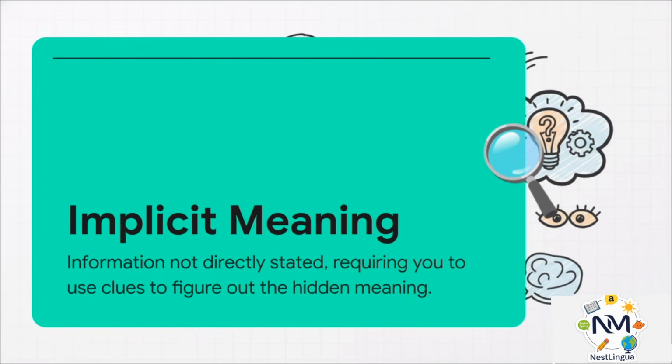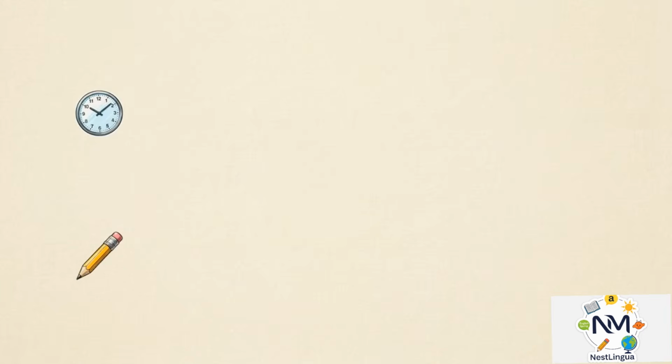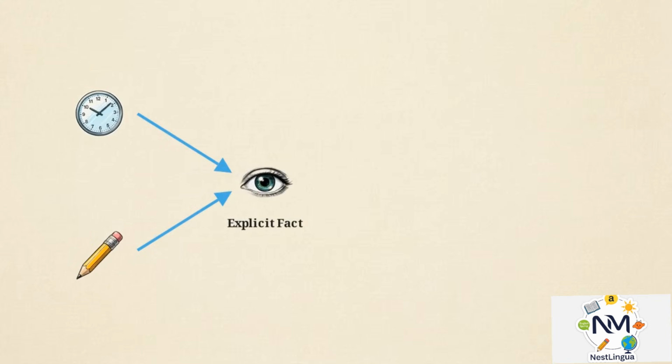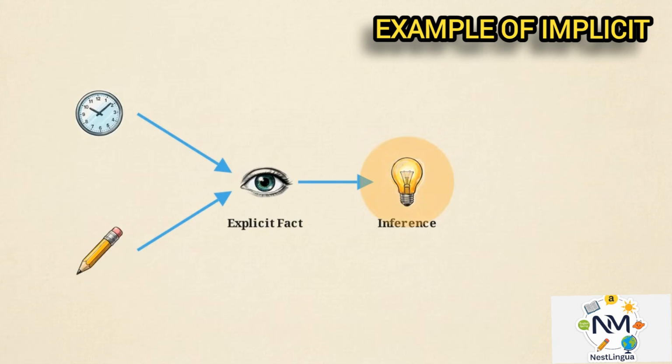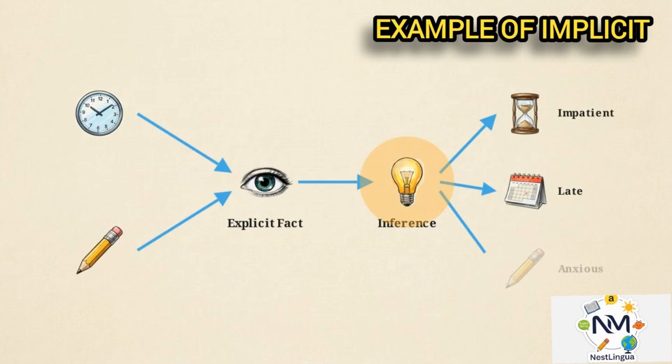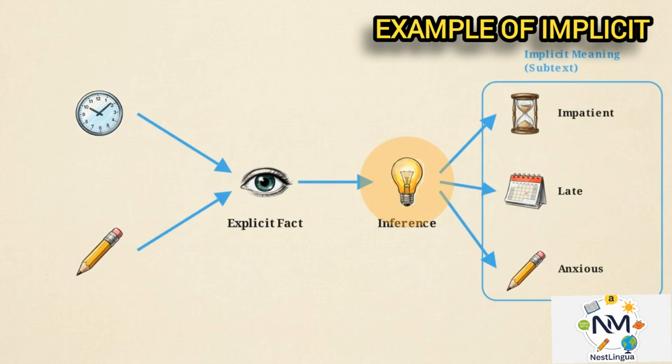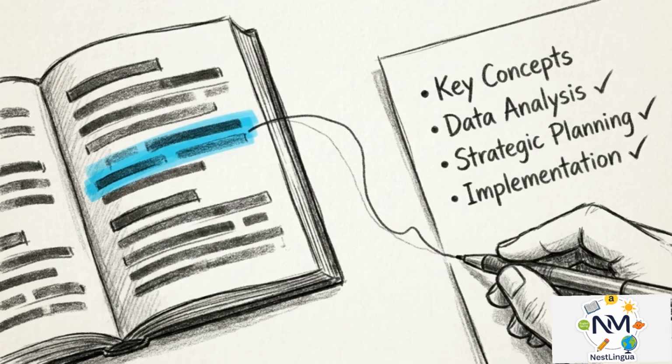Implicit meaning is information that is not directly stated, requiring you, the reader, to use clues to figure out the hidden meaning. This is the very bottom of our reading iceberg. It is often called reading between the lines. Subtext appears when the stated facts do not tell the whole story. If Ahmed kept looking at the clock every minute, the explicit fact is simply his eye movement. However, the situation suggests he might be impatient, late, or anxious for a meeting to end. This is the core of implicit meaning. A writer supplies the specific evidence, and the reader must supply the logic to reach the conclusion.